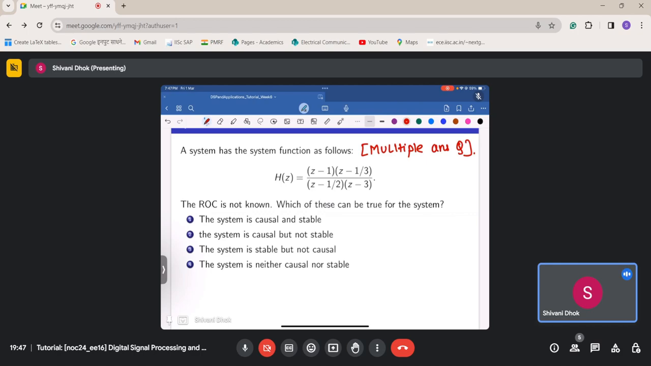Okay, this has multiple answers. The ROC is not known. Which of the following can be true for the system? So now what we can observe from this particular system is, here I have zeros at 1 and 1/3, and I have poles at 1/2 and 3.